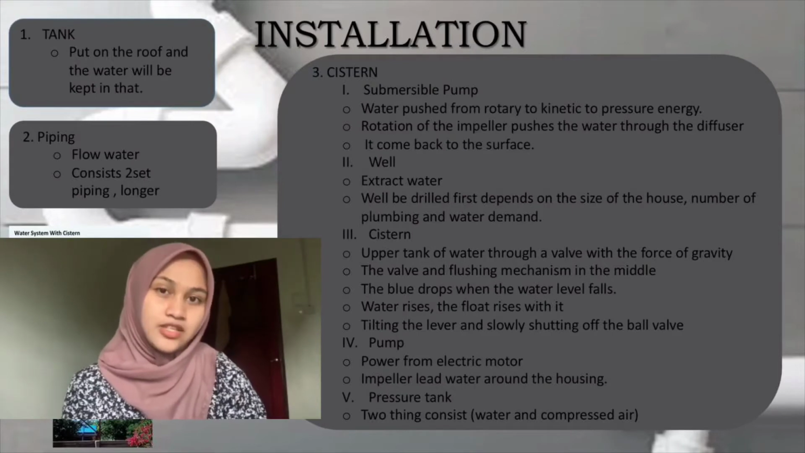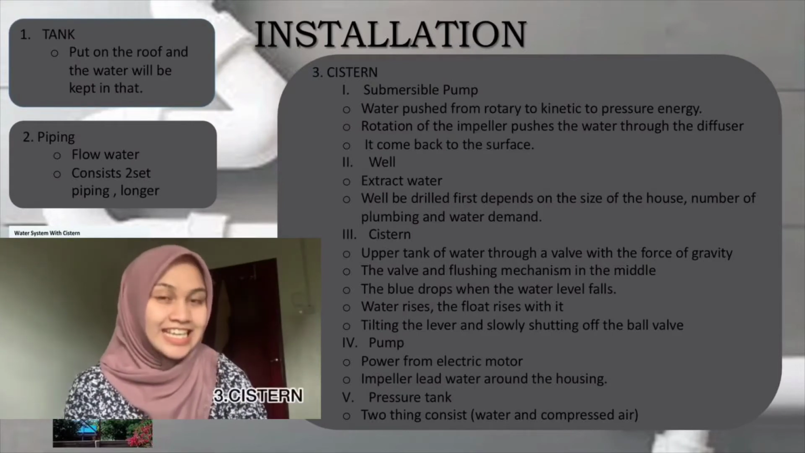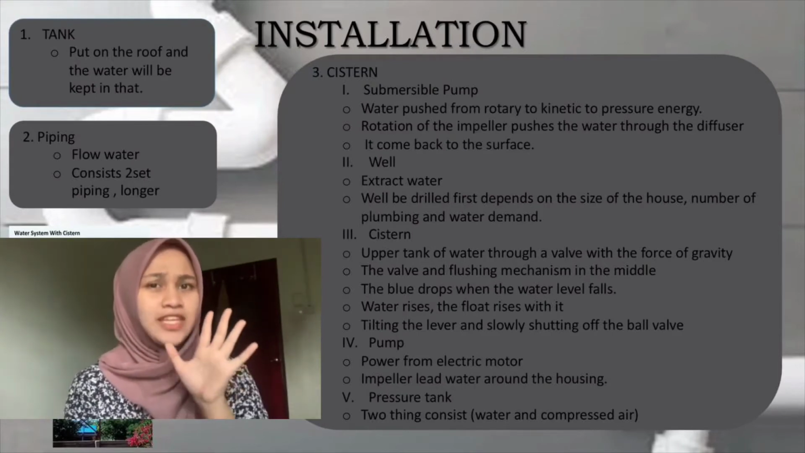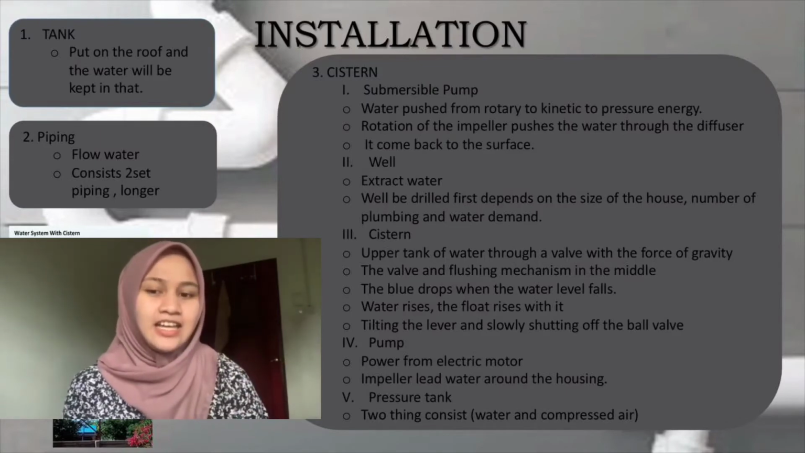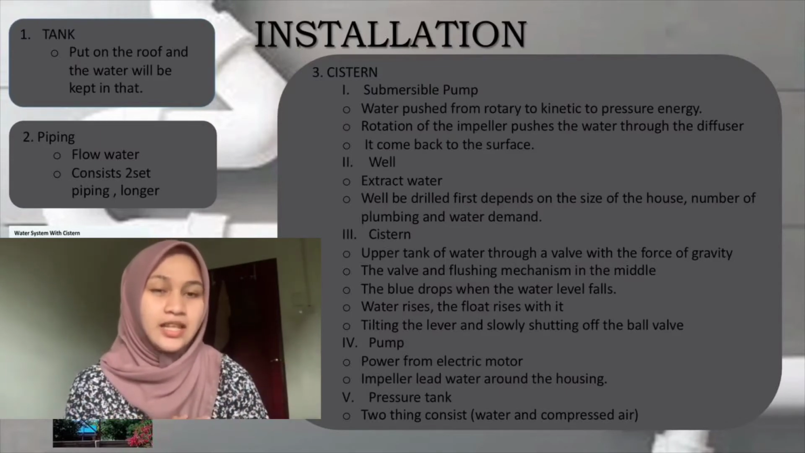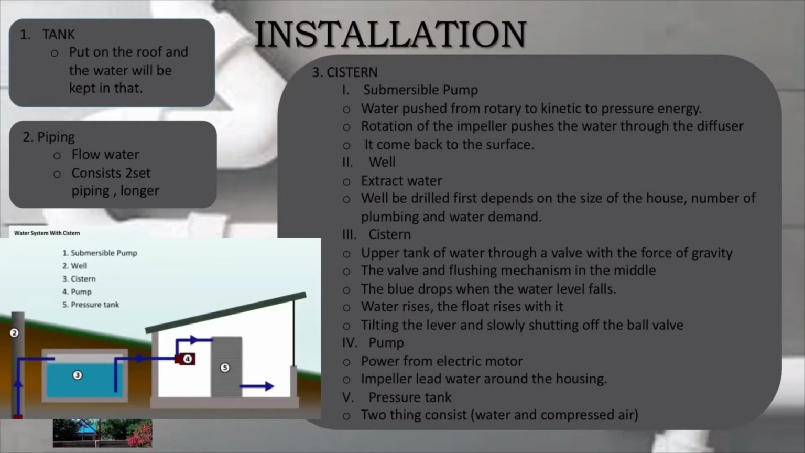Another part of the installation in the cool water system is the cistern. The cistern needs 5 systems, and let me show you the functions and the picture of the cistern. First is the submersible pump. The submersible pump transforms kinetic energy, which is converted from material energy, into pressure energy. Next is the well. The well is for extracting water from well water. It is drilled first, and the size depends on the size of the house, the number of plumbing fixtures, and water demand.